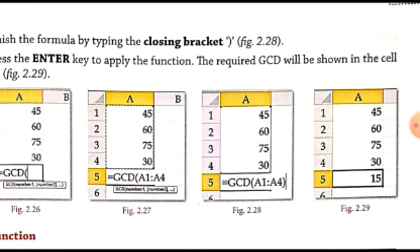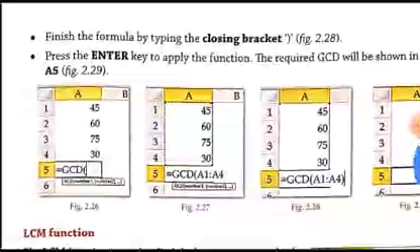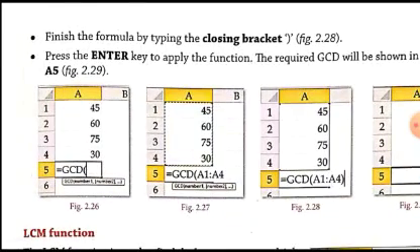In this figure 2.29, you can see that in cell A5, after entering the formula and applying the closing bracket, as soon as you press the Enter key, the GCD has been calculated and shown in cell A5. So this was a stepwise procedure using which you can directly access the GCD function by typing it in the cell.